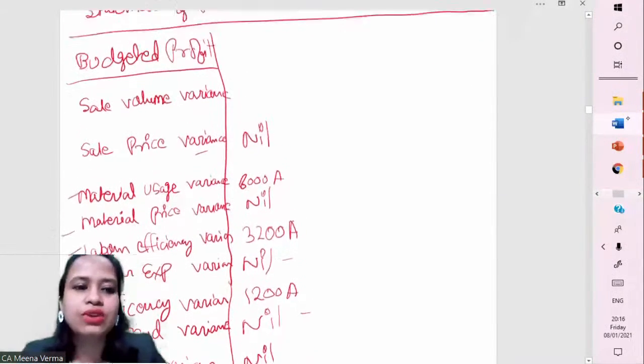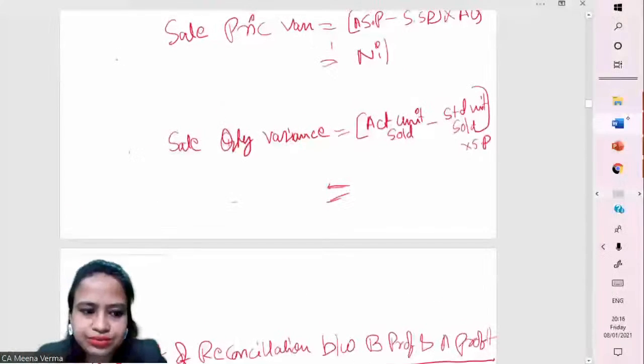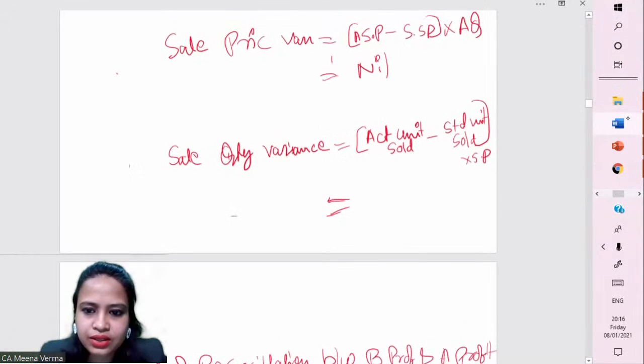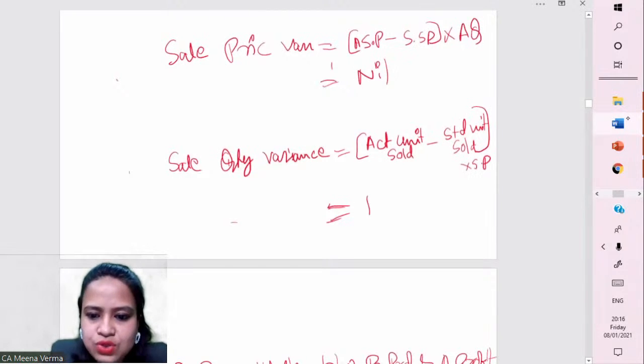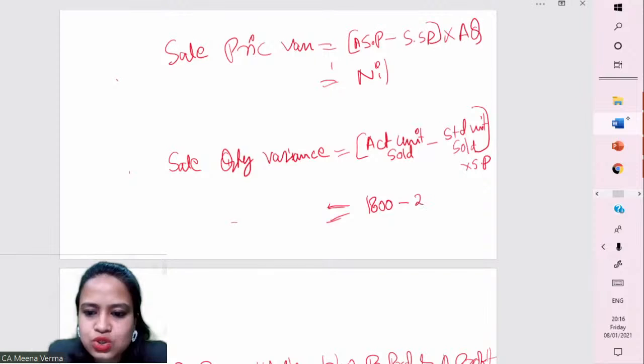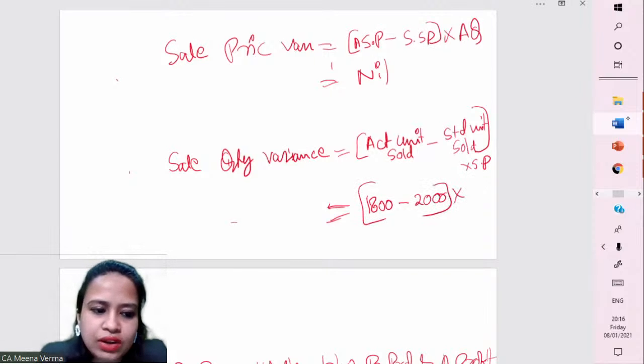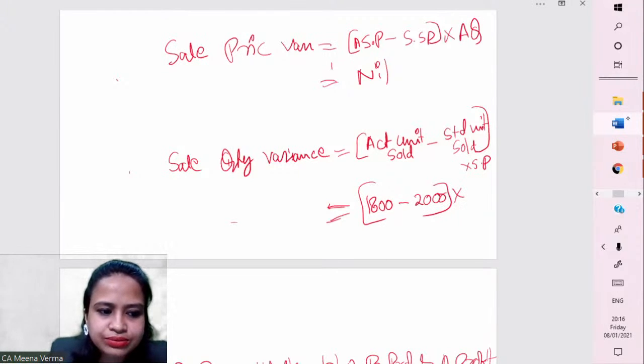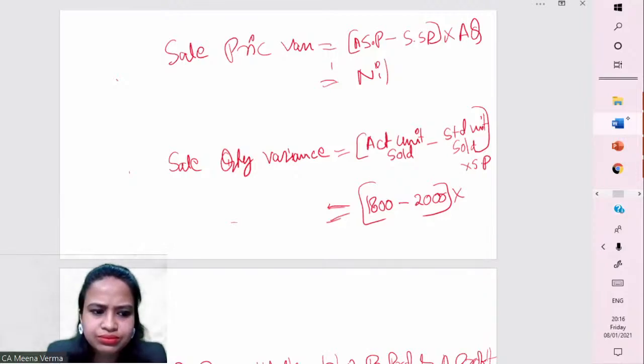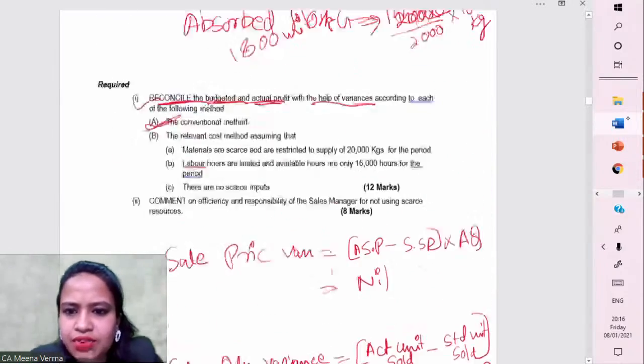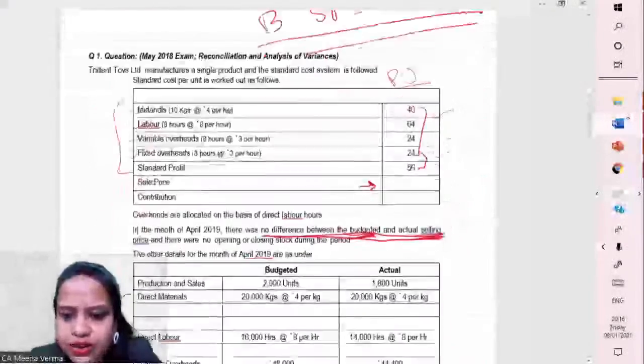Then we have to calculate the sales volume variance. Okay, so the actual units you have sold are 1800. The standard units which you sold are 2000. And the standard price you can calculate. I have already told you how to calculate the standard price.